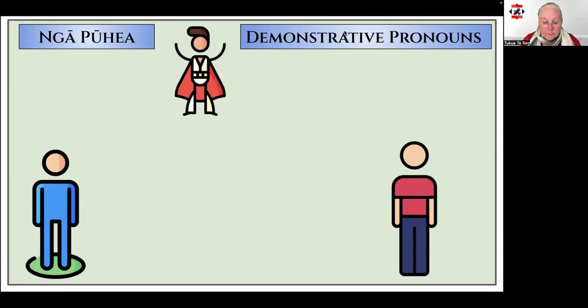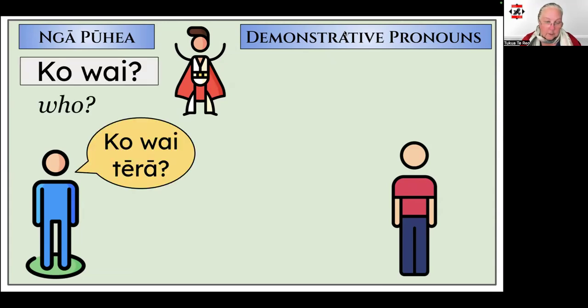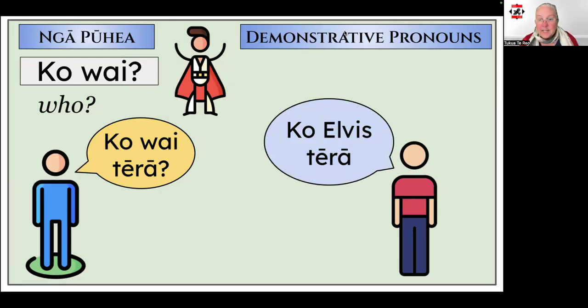These words can be used in all sorts of ways, in all sorts of settings. Here we have Hone asking the question, ko wai, who? Ko wai tērā, who's that? And we have Pio answering the question, ko Elvis tērā.